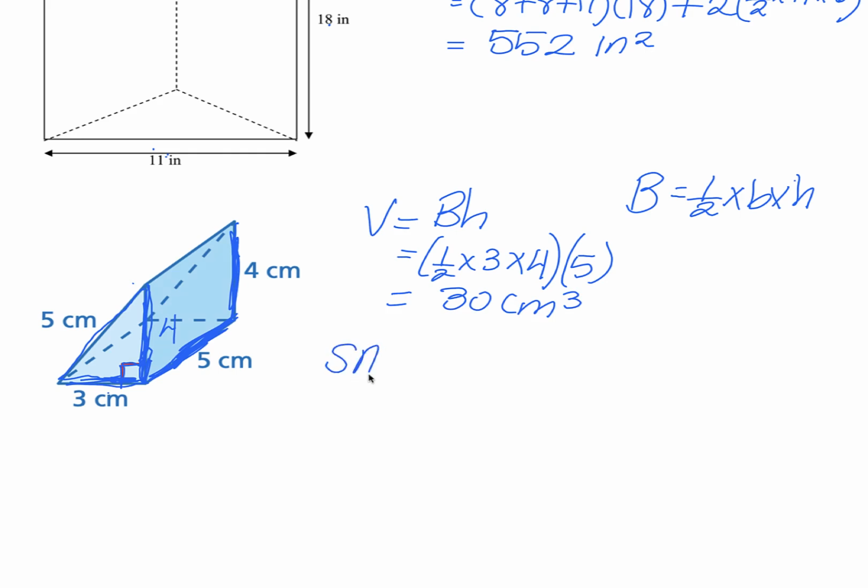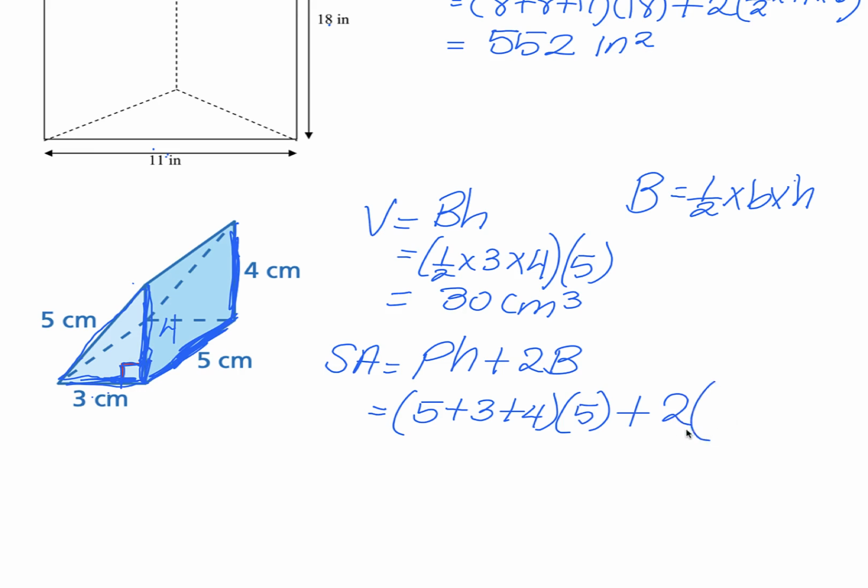Now to find surface area, it's going to be the perimeter of the base multiplied by the height of the prism plus 2 times the area of your base. So for the perimeter, we have to add the sides. So this side is 5, 3, and 4. So 5 plus 3 plus 4 multiplied by the height of the prism, which is 5, plus 2 multiplied by the area of your base, which is a half, multiplied by your base 3, multiplied by your height, which is 4.